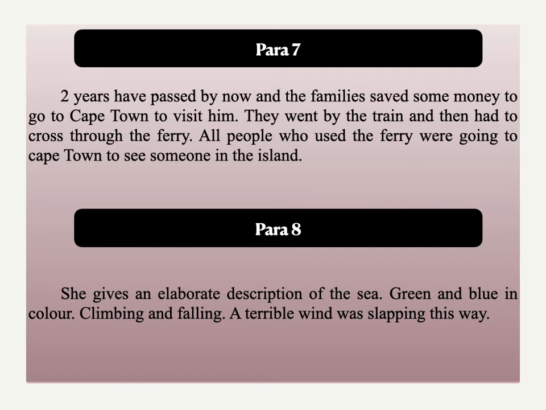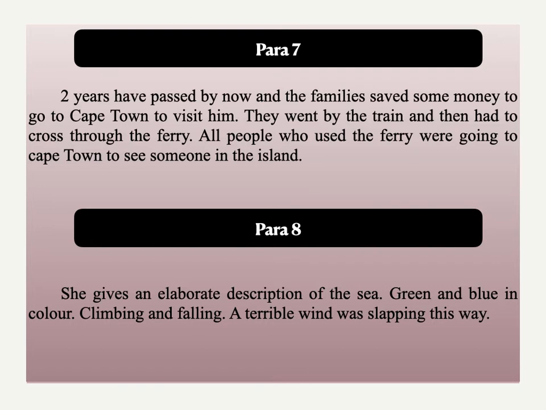They went by the train and then they had to cross through the ferry. All people who used the ferry were going to see someone on the island. This prison was situated on an island at Cape Town, and people had to travel by ferry to reach this place. So the entire family now decides to go to visit this man.